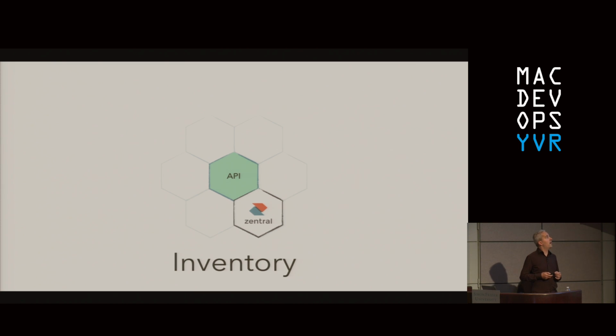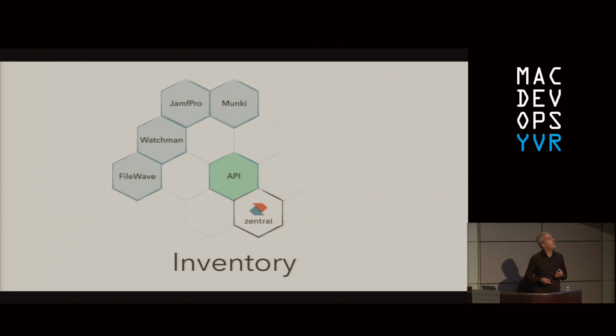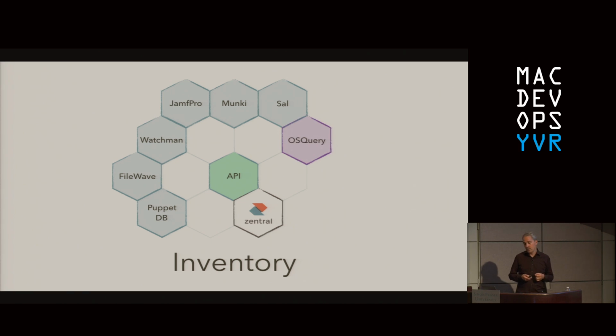For the inventory part, we deal with APIs very much. And of course, as said, Jamf Pro, Monkey, Watchman. PuppetDB is coming, where we have some people in Finland working on that. So PuppetDB will soon be available as well to connect to Zentral or vice versa. And we also get inventory from OSQuery.